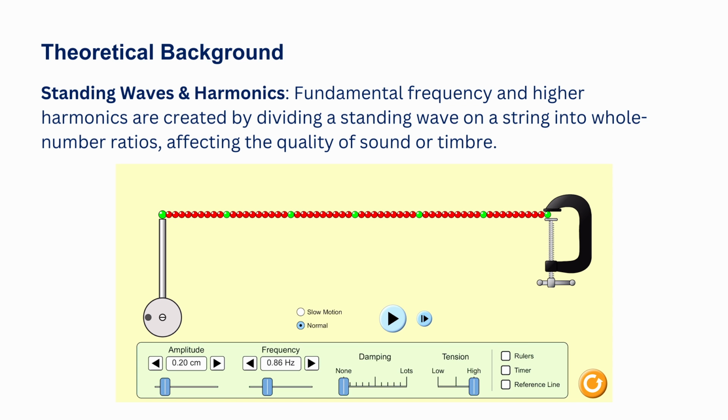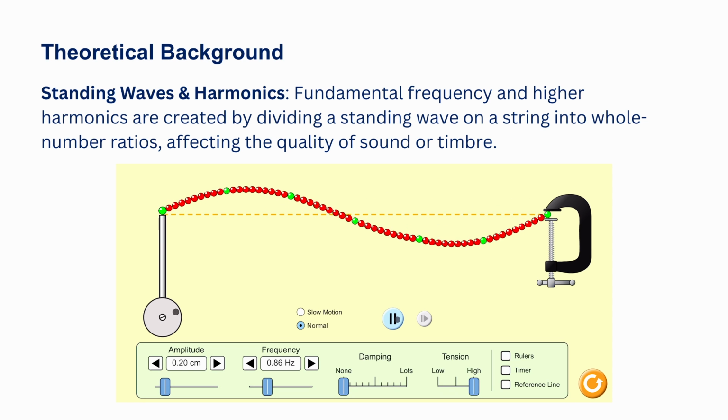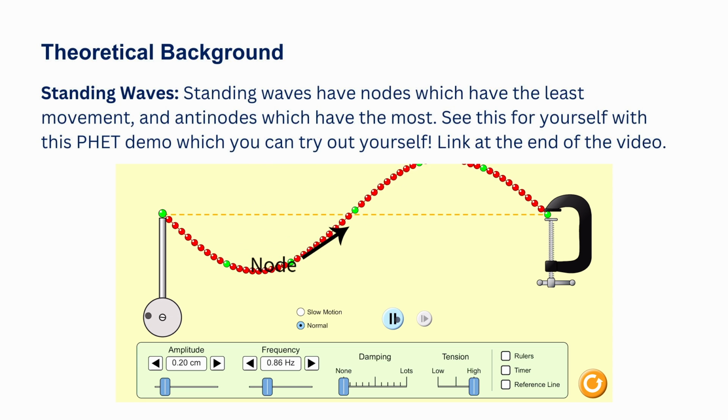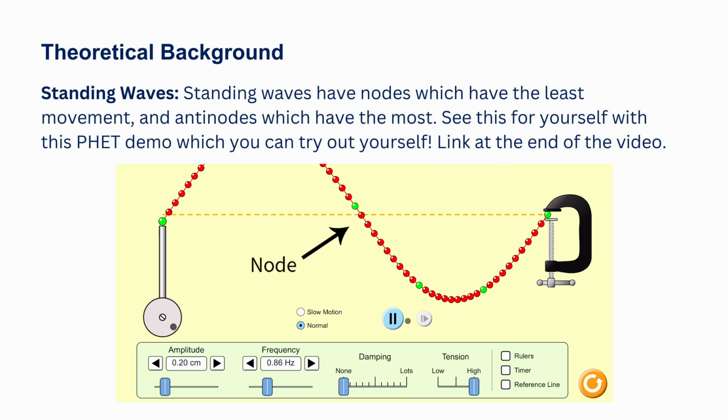Firstly, let's explain standing waves. Standing waves are created when a wave reflects off a boundary and interferes with the original wave. The wave looks like it is stationary, hence the name. A standing wave has points called nodes, which do not move, and antinodes, which experience the most movement. The distance between two consecutive nodes is half the wavelength of the standing wave. Standing waves can exist on strings, which we investigate in this lab, and also in tubes of air.